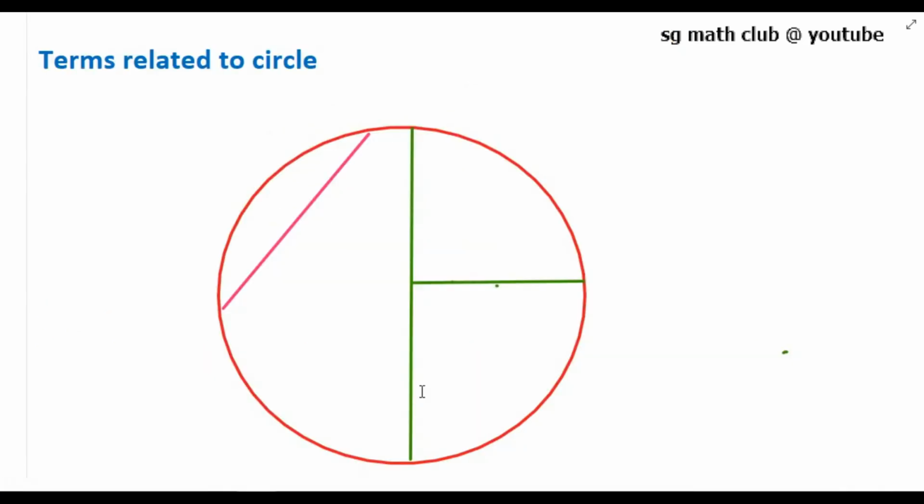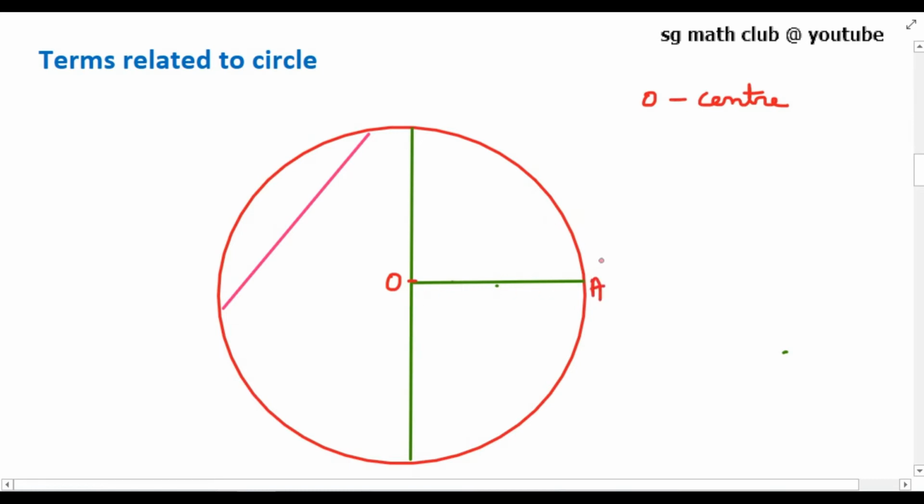So just now we have seen that a circle is a collection of all the points in a plane which are at a fixed distance from a fixed point in the plane. This fixed point is called the center of the circle. So O is the center of the circle, and the line segment joining the center and any point on the circle is called the radius.